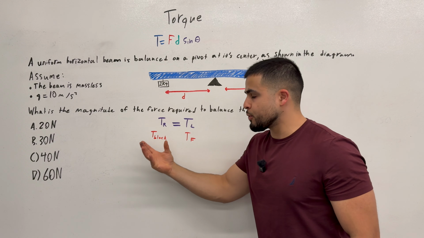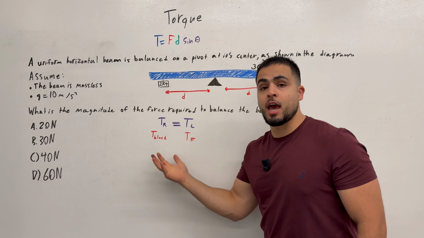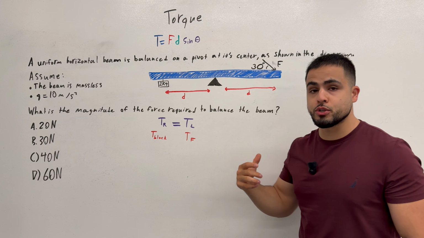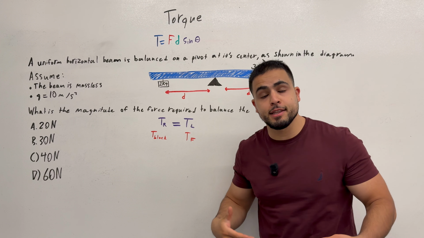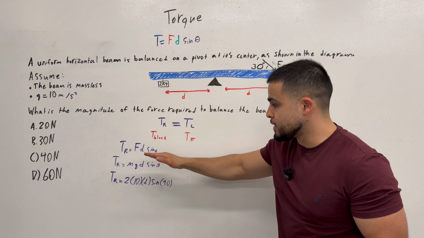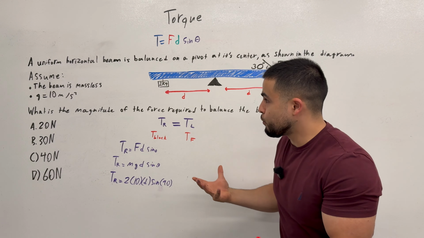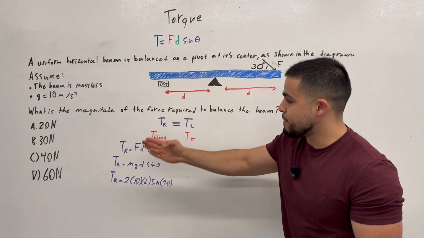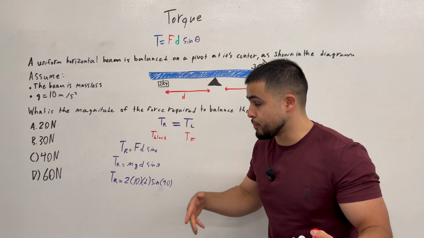So now let's consider what factors are impacting the torque on each side. Of course, on the right side, we have the torque due to this block, and on the left side, we have the torque due to the force. So first, let's calculate the torque due to the block. All right, so of course, the torque is going to equal F times D times sine theta. Because we don't have the force here, we need to calculate that.